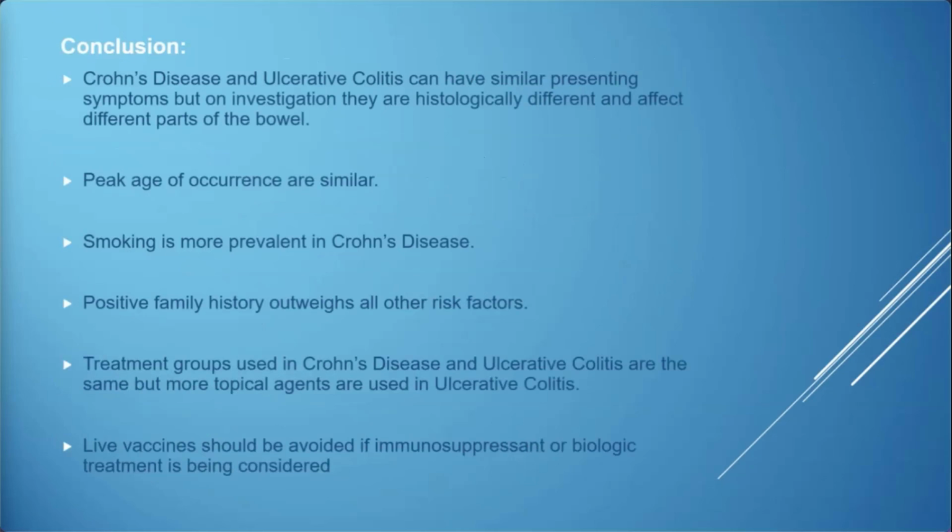In conclusion, Crohn's disease and ulcerative colitis can have similar presenting symptoms, but on investigation they are histologically different and affect different parts of the bowel. Peak age of occurrence are similar. Smoking is more prevalent in Crohn's disease. A positive family history outweighs all other risks.